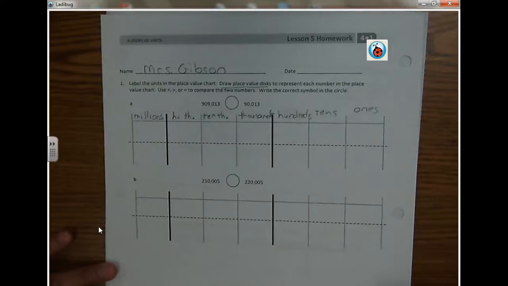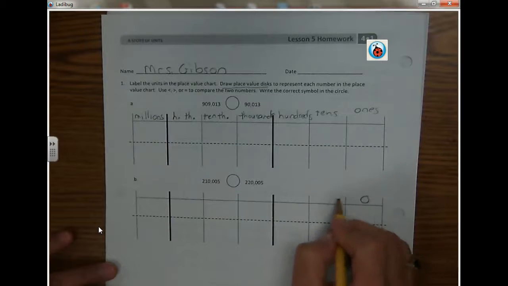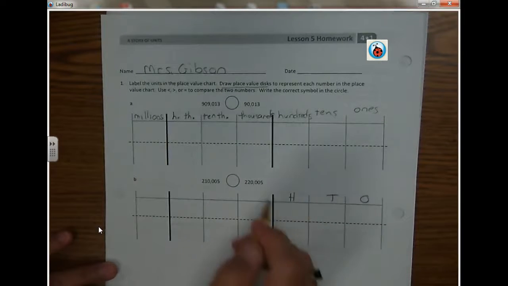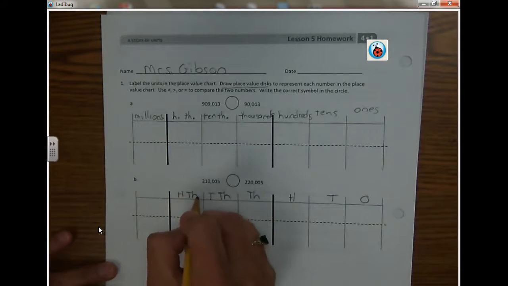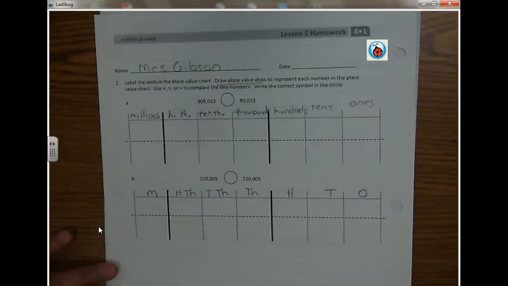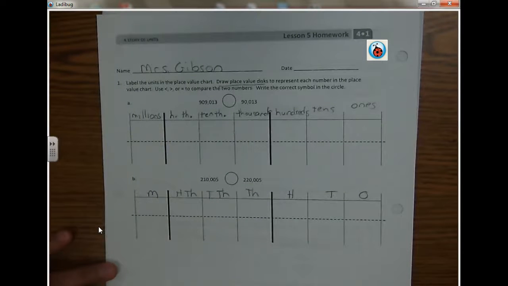Okay. And the same thing here. We have ones, tens, hundreds, thousands, 10,000s, 100,000s, and millions. I'm abbreviating. I know what they are now. We should know what they are. We've gone over this multiple times.